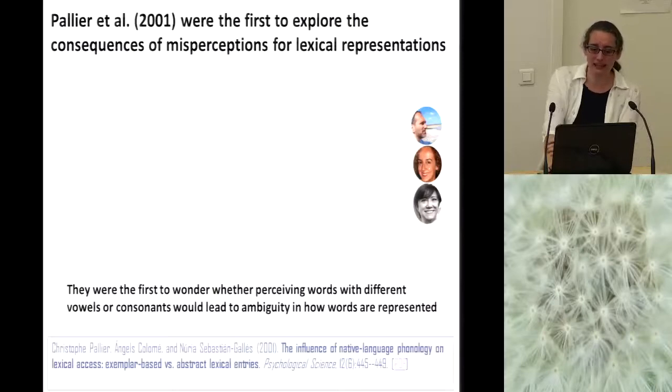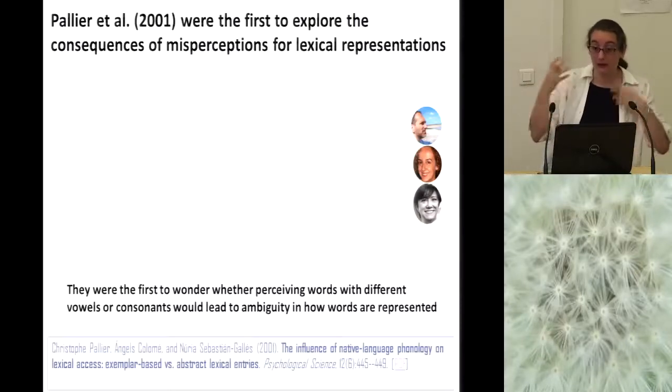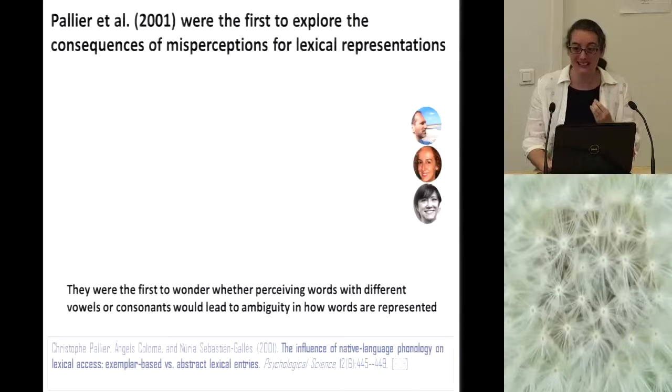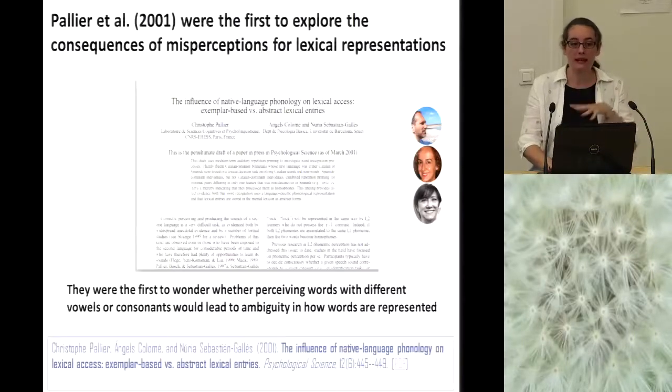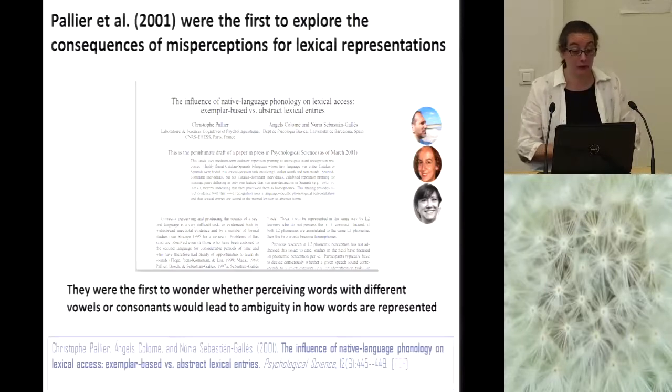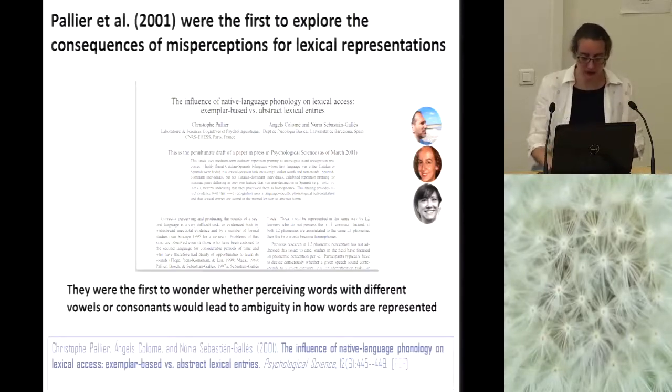In 2001, Pallier et al. were the first to explore the consequences of misperceptions, like the ones I showed you between rock and lock, for lexical representations. So they were the first to wonder whether perceiving words with different vowels, different consonants, different phonological dimensions, would actually lead to ambiguity in how these words are represented, right? Until then, nobody really had explicitly asked this question or formalized this question. So this is a screenshot of their paper. It's titled The Influence of Native Language Phonology on Lexical Access. And it's been quite influential, even though the paper itself is very short and there are all sorts of methodological issues connected with it.